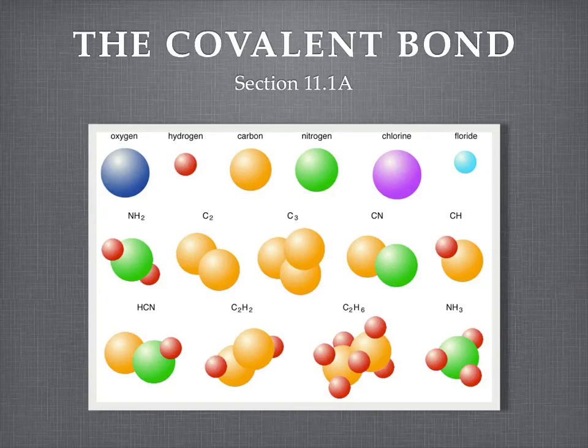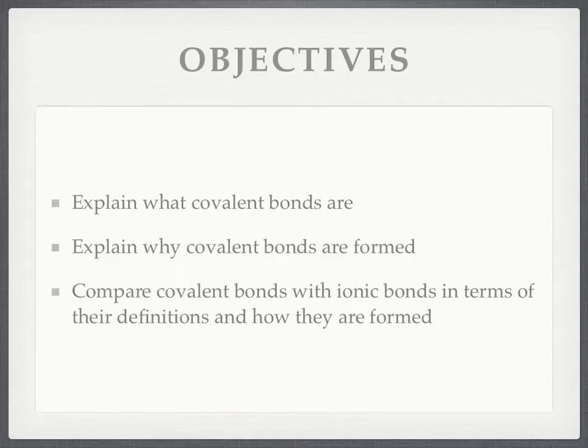Section 11.1, this is part A, the covalent bond. And these are the things that we're going to talk about in this video. Be able to explain what covalent bonds are and why covalent bonds are formed, and then compare them with ionic bonds in terms of definitions and how they're formed and so on.